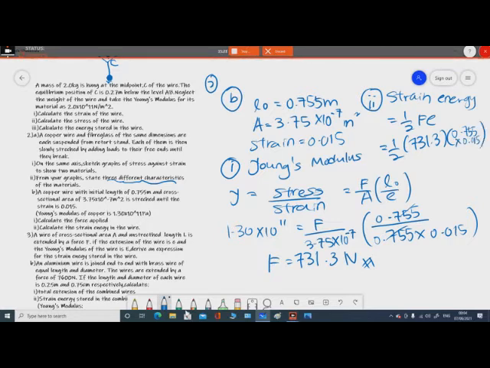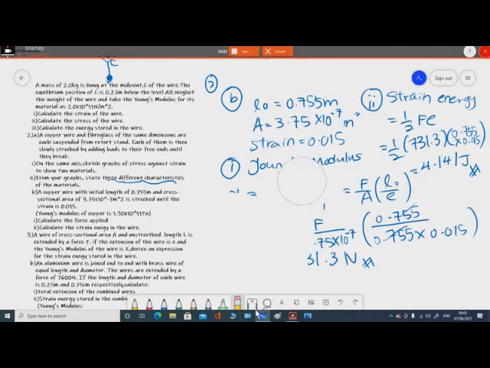which is 0.015. So half 731.3, 0.755 times 0.015. So the final answer we get is actually 4.141 joule. So this is the second part for the question. Okay, so we have done the second question, so let's move on to the third question.